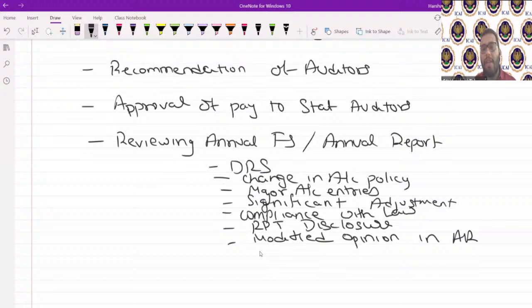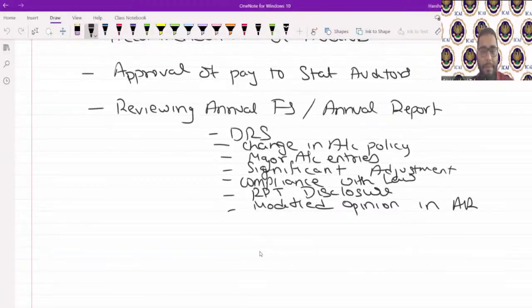So when I say reviewing annual financial statement and annual report, that means they will see director responsibility statement, changes in accounting policy, major accounting entries, significant adjustment, compliance with law, related party disclosure, and modified opinion in audit report. The reason is they will also have restricted time, so they will not be able to verify each and everything. So this is the minimum they should verify. If they have time, they can verify further also, but this is the minimum the audit committee is required to verify in annual financial statement.